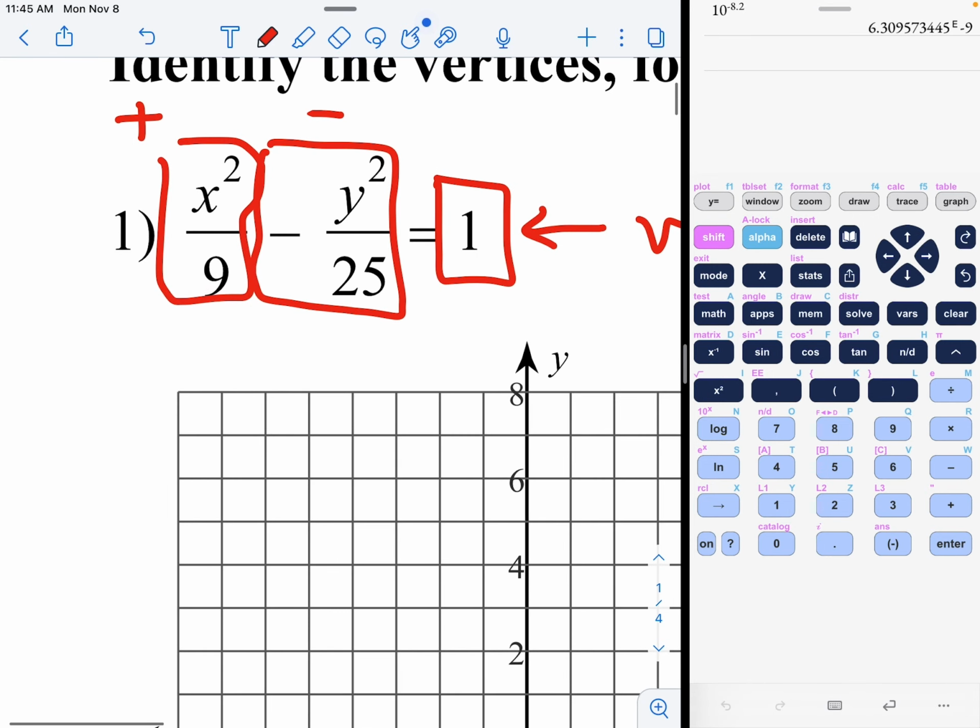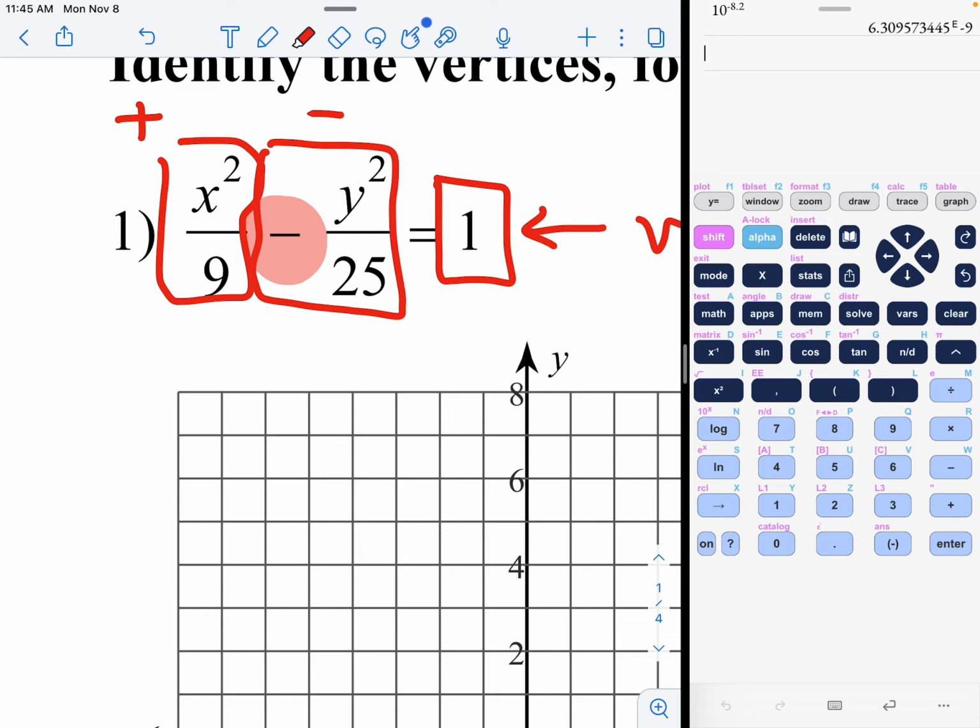Now, you might say, well, how come this isn't an ellipse? It looks super similar to an ellipse. That is because of the minus sign. If it was an ellipse or a circle, that would be a plus sign. So a minus sign when they're both squared means you're going to have a hyperbola.